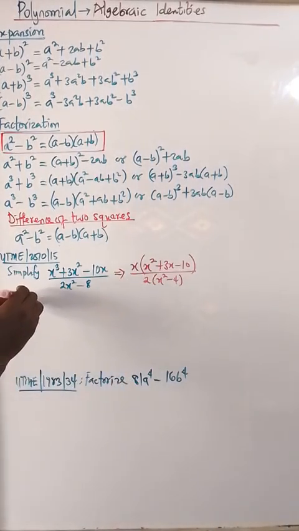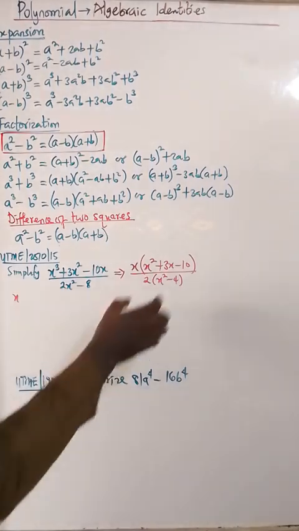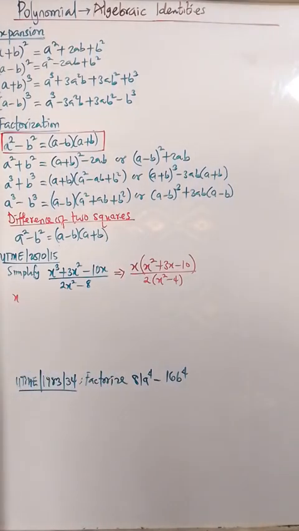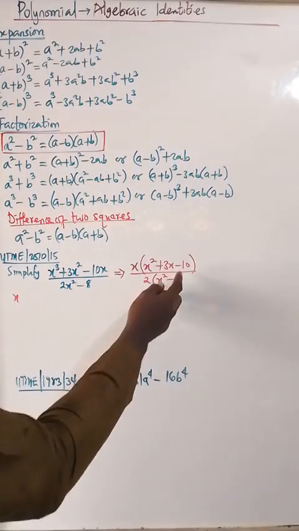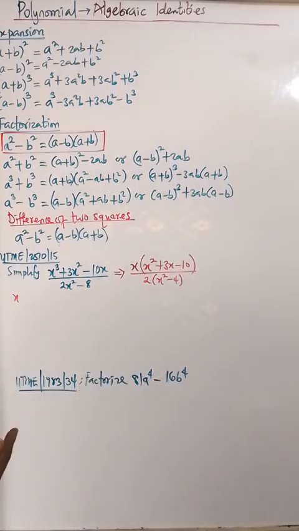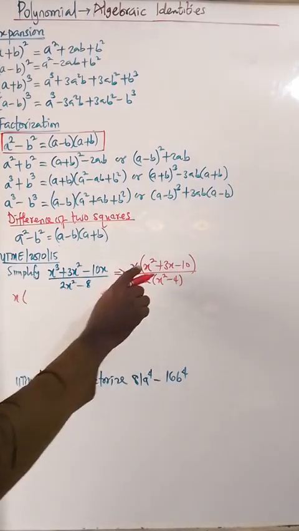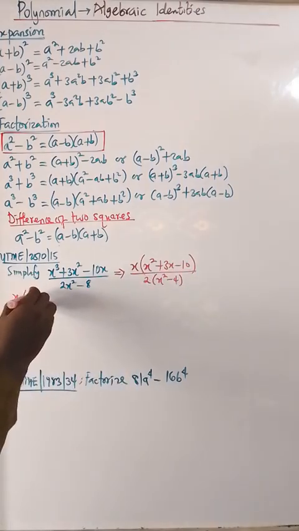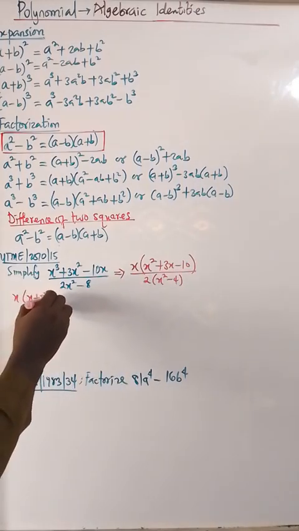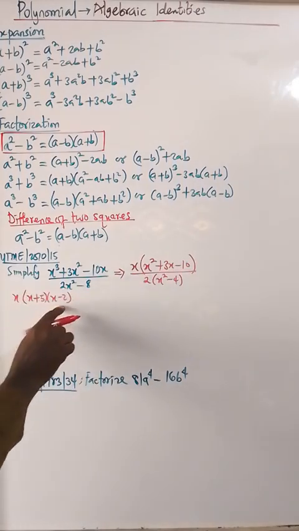So this becomes x into, now this is a quadratic expression. So what can we multiply to get minus 10 and add to get 3? The answer is 5 and minus 2. So if you factorize this, you should be getting x plus 5 and x minus 2. If you expand this, you get this.